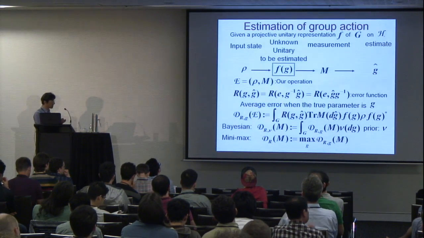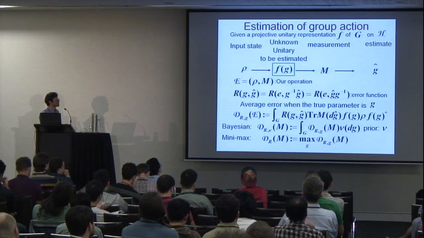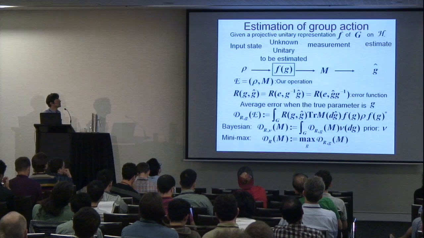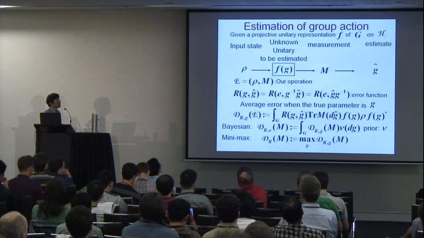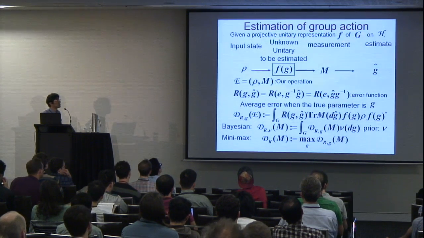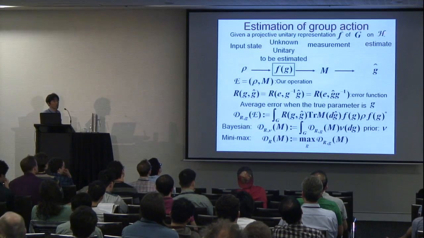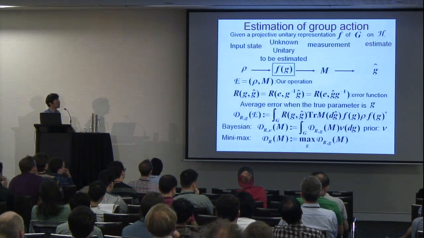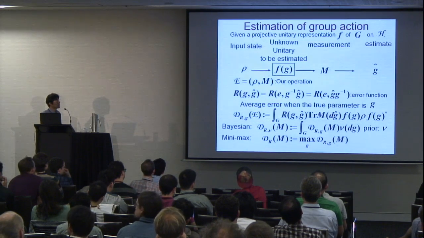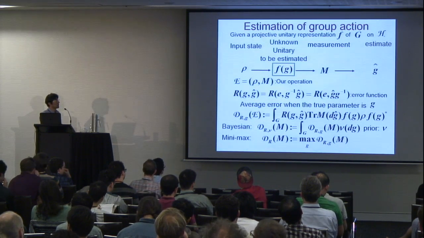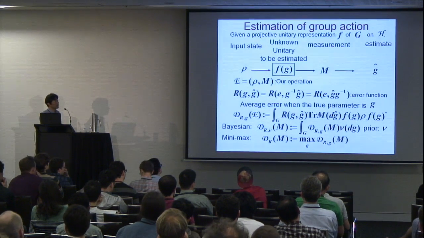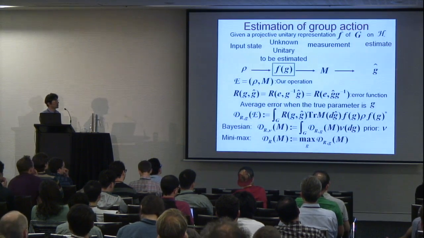So firstly, this is the formulation of our group action. In that case, we firstly consider a projective unitary representation F of the group G on Hilbert space H. We consider an input state, and there is an unknown unitary to be estimated. G is an element of the group, and also we apply a measurement. Then we obtain some estimate.